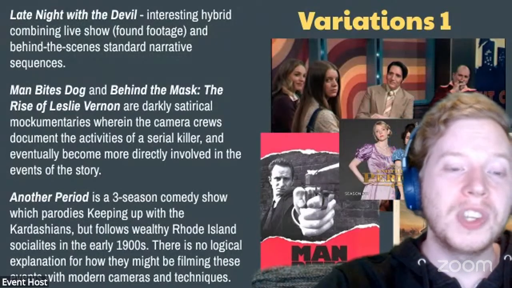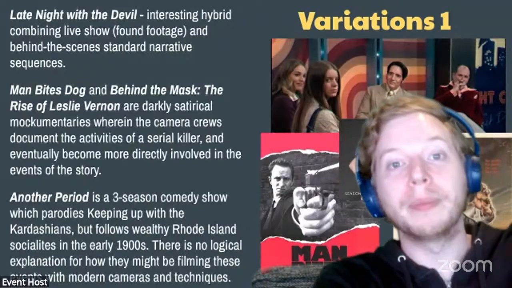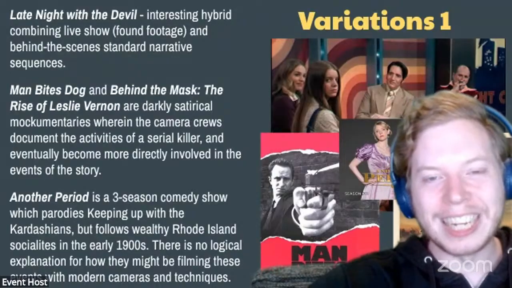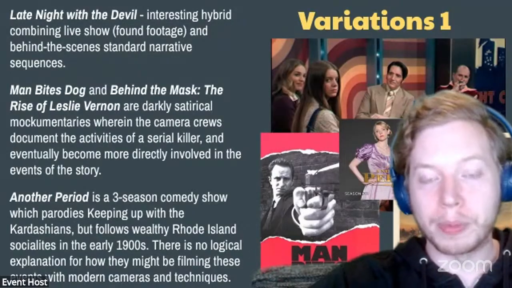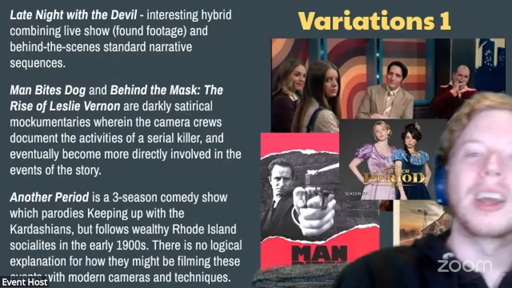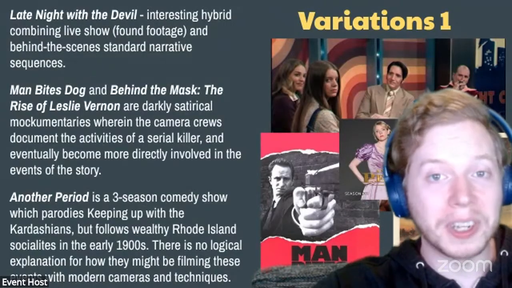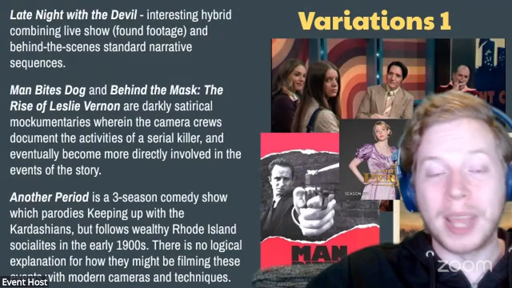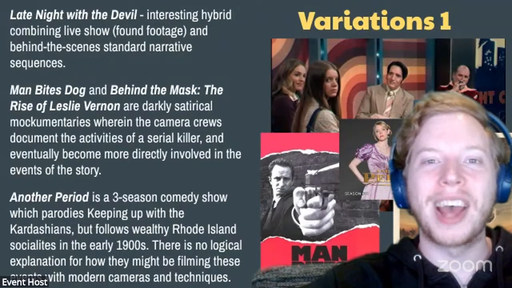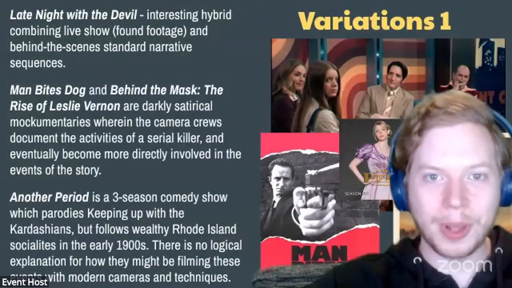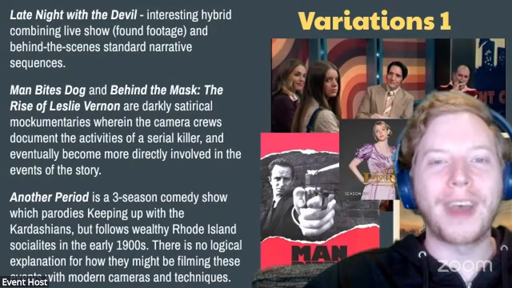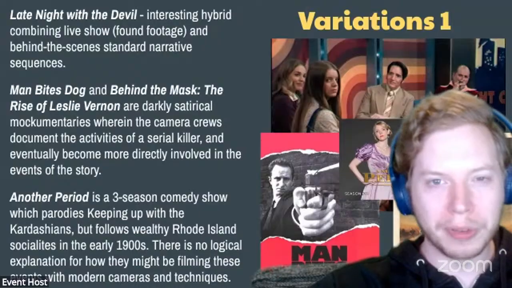Another Period is a three-season comedy show on Comedy Central, which is a parody of Keeping Up with the Kardashians, but set in 1902. It follows a wealthy Rhode Island family of socialites as they get involved in soapy Kardashian-style drama, which makes sense given the actual Gatsby-esque behavior of those characters in that era. But the funny thing about it is that it's a mockumentary that takes place in a time when there would have been no cameras. So the fact that it is a mockumentary at all is a joke and part of the fun.